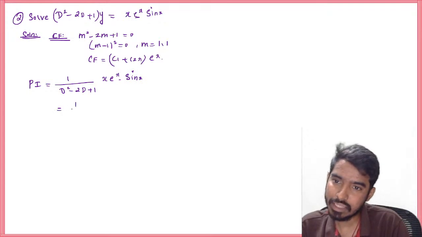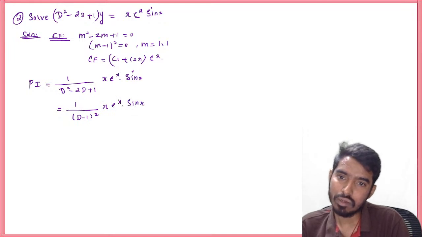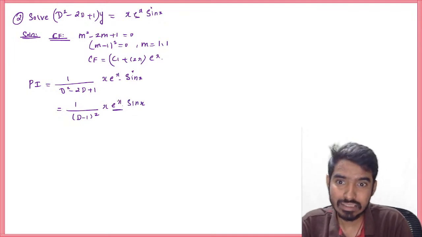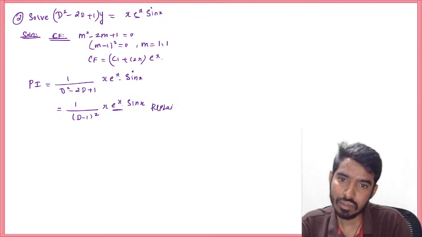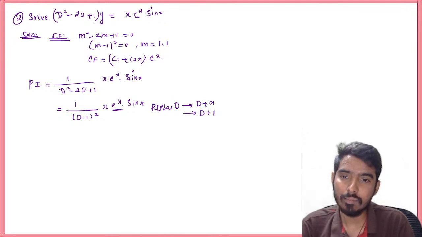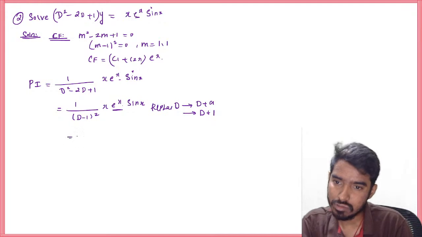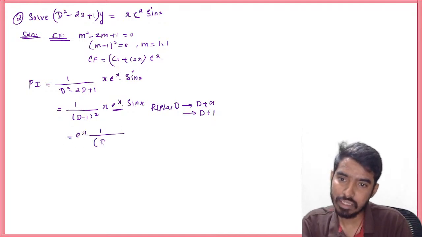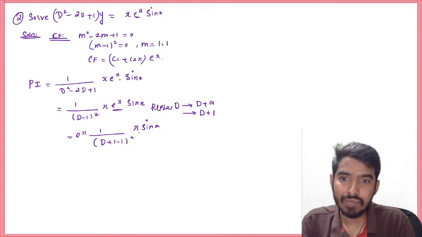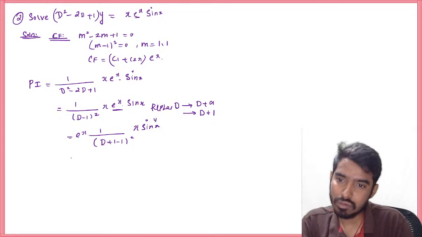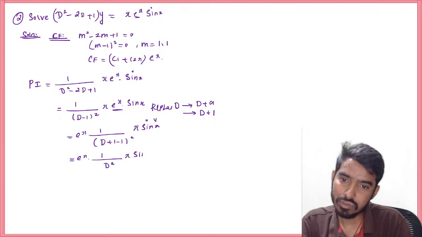This I can write as 1 by D minus 1 whole square, so that it will be easy. Now what this e power x does is replace D by D plus a. Here a is 1, e power 1x. So this e power x part is completed; take e power x outside. Now replace D by D plus 1 into x sin x. Now you have to apply type 5 here, x into v. So this will be e power x 1 by D square of x into sin x.